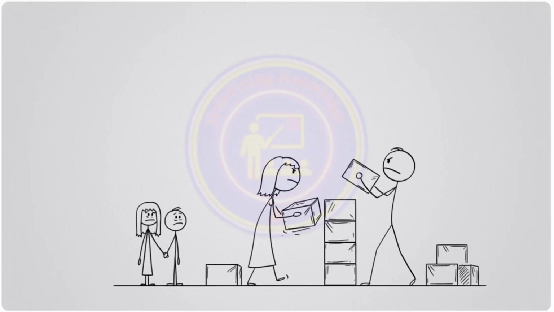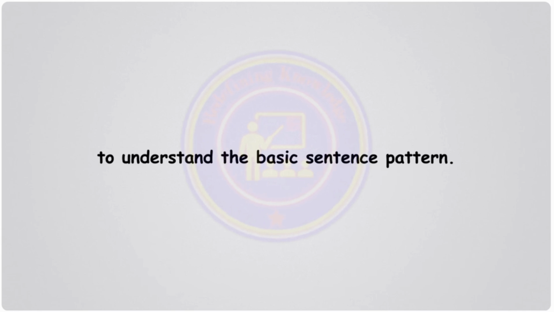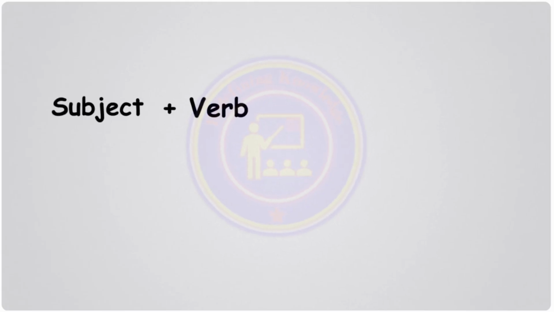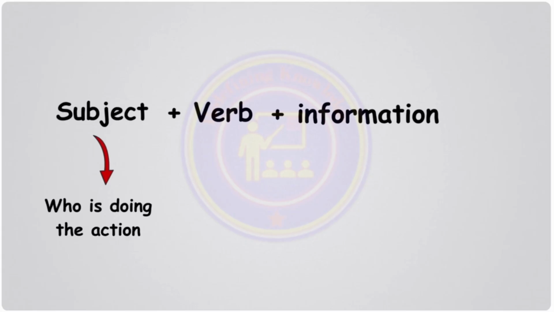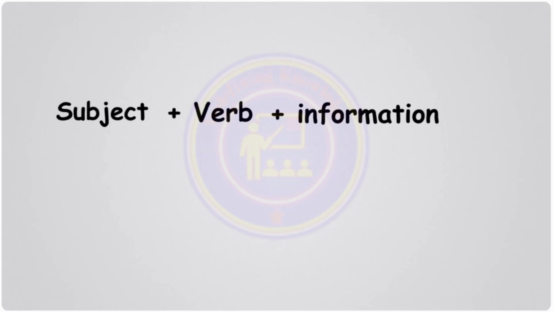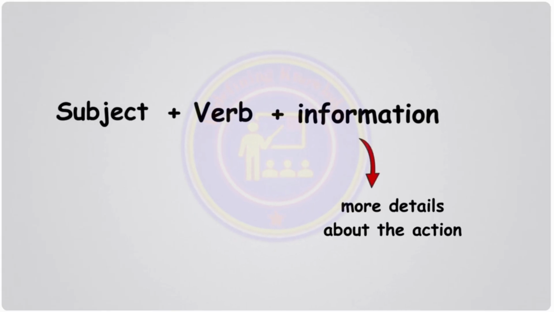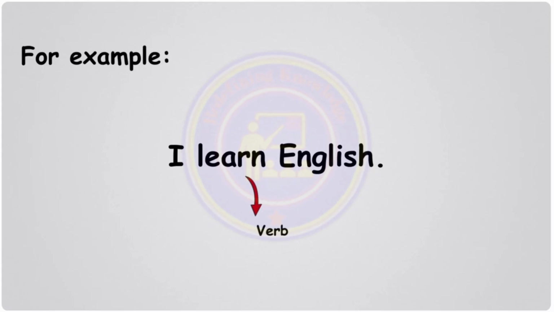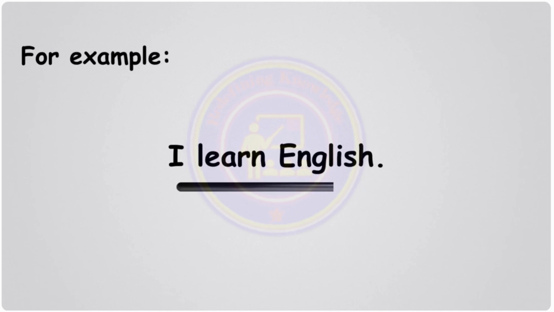To build English sentences correctly, the first and most important step is to understand the basic sentence pattern. Every English sentence follows one main pattern: subject plus verb plus information. The subject tells us who is doing the action. The verb tells us what action is happening. The information tells us more detail about the action. For example, in the sentence, I learn English, I is the subject, learn is the verb, and English is the information. This is a complete and correct English sentence.